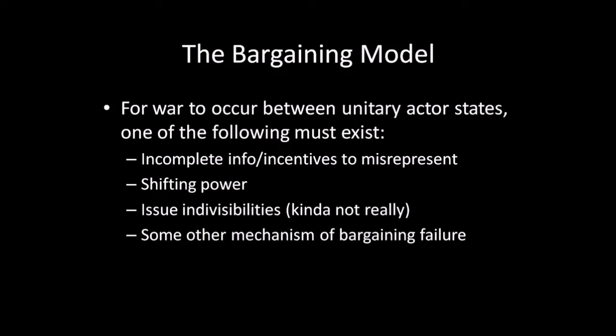But at least for now, in the scholarly pursuit of international relations, we only have those top three mechanisms, and of those, we only think that the top two, incomplete information and incentives to misrepresent, as well as shifting power, are actually helping us explain why wars occur. Just to be very explicit about what this slide is saying, you need to have one of these mechanisms in order for war to occur. If you do not have one of these mechanisms, then you do not get war occurring in any interaction between two unitary actor states. And that might seem trivial and unimportant, but hold on for one second.